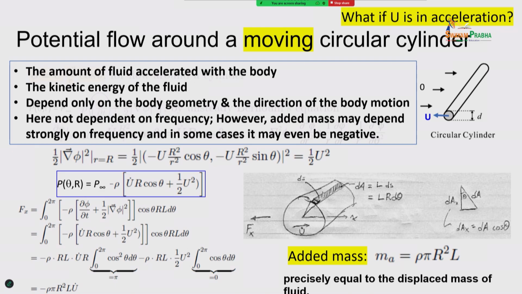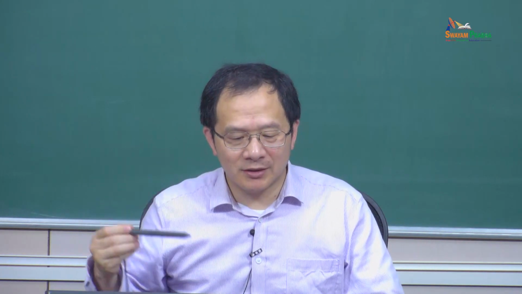So that is related with mass. Such added mass will depend on the geometry of the body, and also on the velocity direction. Just imagine we said this is the center, right? If the center moves in this direction, the acceleration and the added mass will be different, right? And in this specific example, the mass has nothing to do with the frequency, right?